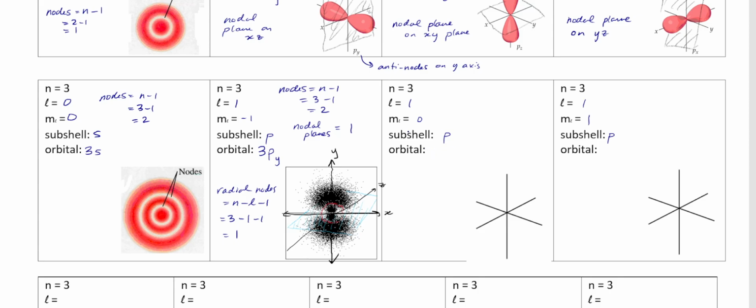This right here is another orientation. So we'll call this one 3pz and we'll call this one 3px. So again, if I preserve my orientations, this is y, this is z, and this is, we'll call this one my x. So this means that my antinodes are going to be along the z axis. So let me draw these antinodes.